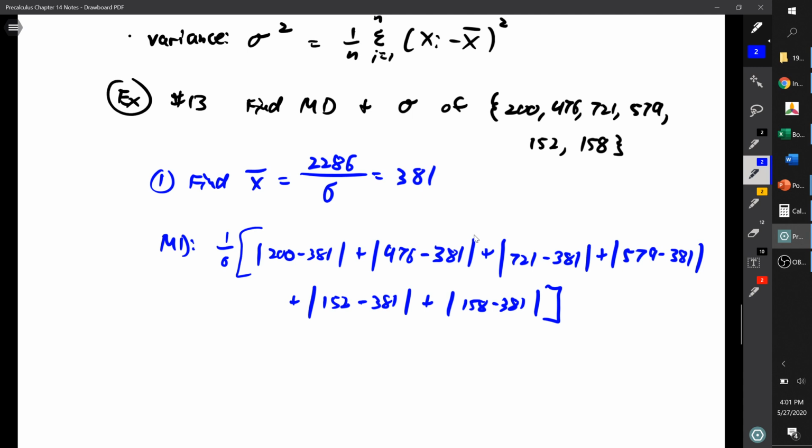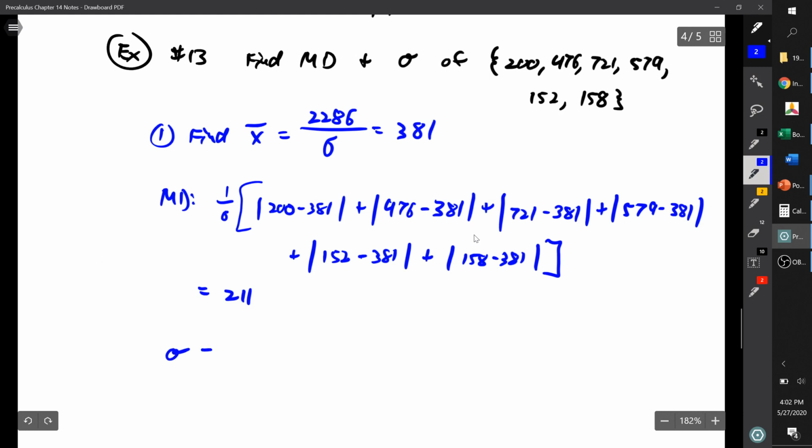Personally, I wouldn't bother with the absolute value. When I calculate this on a calculator, if my data point is smaller than the average, then I do the average minus the data point. So I do 381 minus 200 plus 476 minus 381 plus, and when I got to the 152, 381 minus 152. That way it accomplishes the same thing as the absolute value. So when all is said and done, we would get 211.